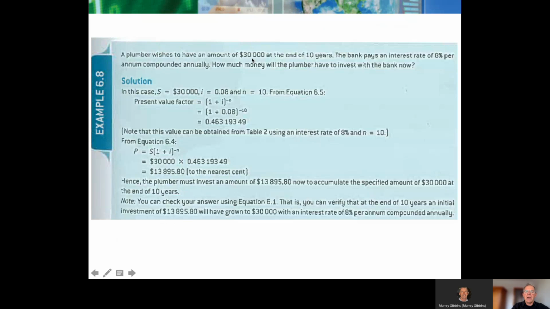A plumber wishes to have $30,000 at the end of 10 years. So that is a future value.